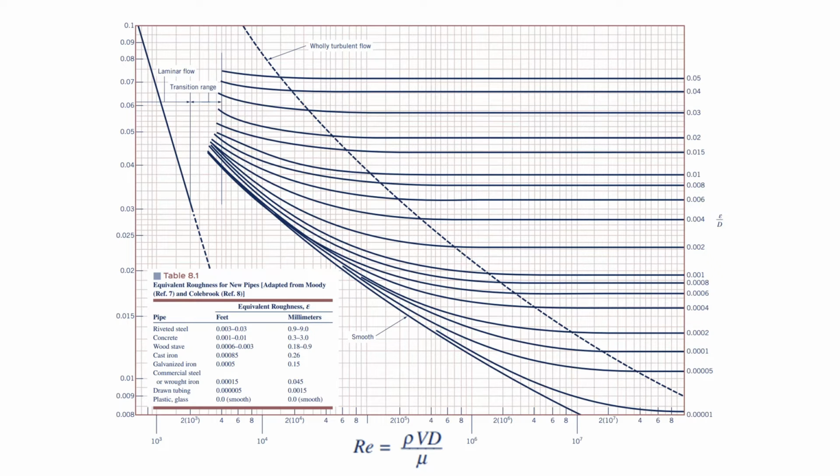Here we have a Moody chart, which looks complicated, but using it really isn't that difficult. On the bottom of the chart we have the Reynolds number. On the right side of the chart we have the ratio of the roughness coefficient of the pipe material to the diameter of our pipe. That ratio is called the relative roughness. And on the left side we have the friction coefficient that we need to calculate major head loss.